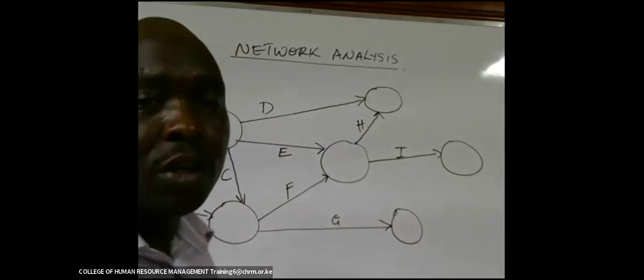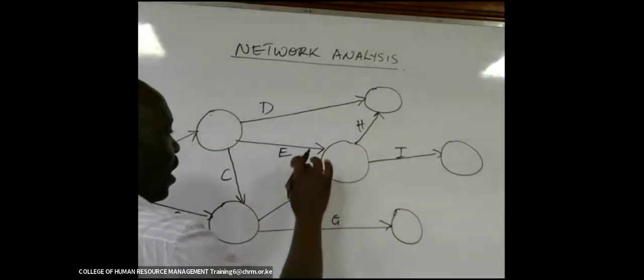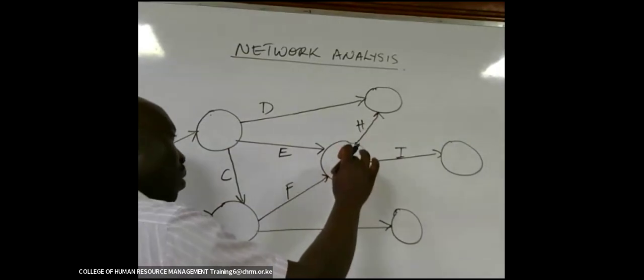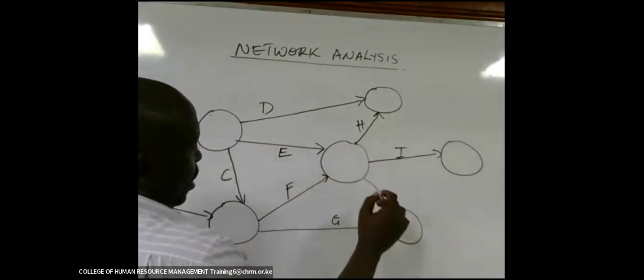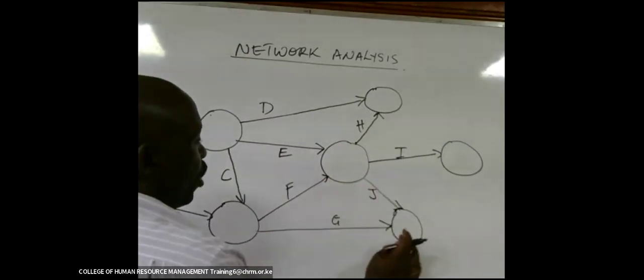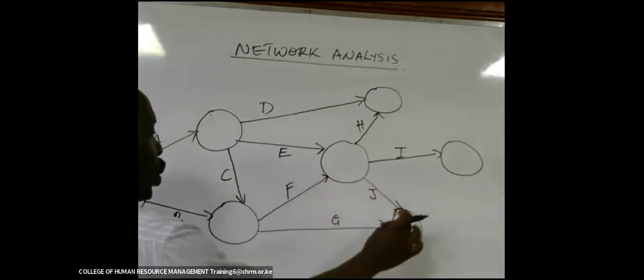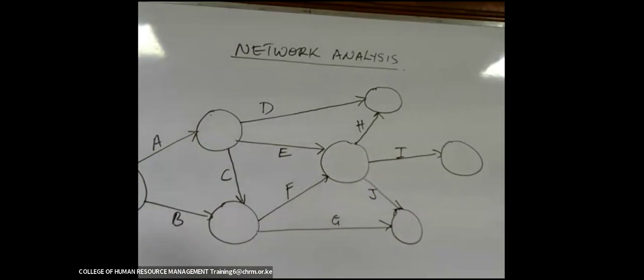So it will start from EF, which is here. Remember, E and F came to an end here. From EF, we are going to have activity J, which will come and meet activity G like that.